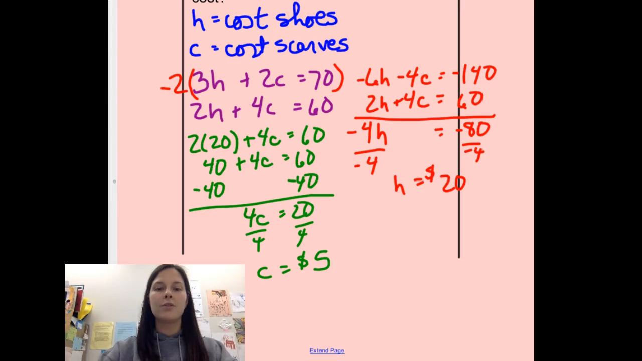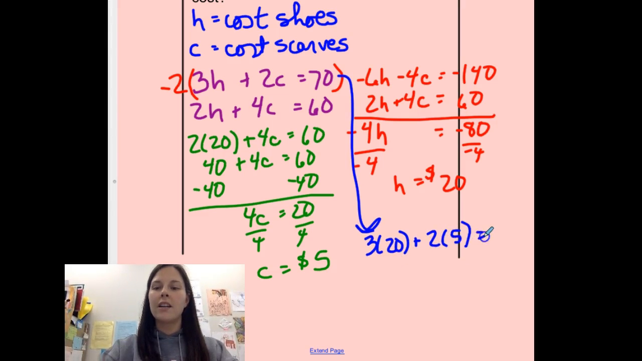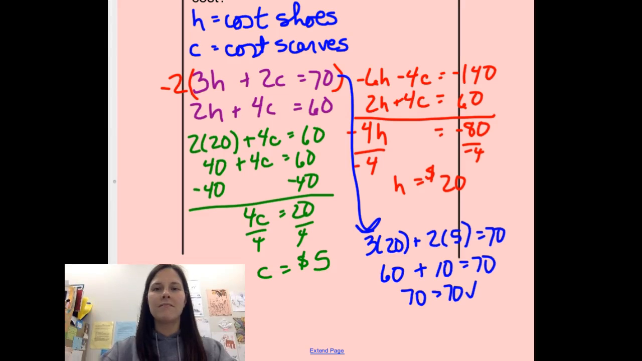And checking my solution in the equation that I did not use to determine the cost of the scarf, I'm going to replace h with 20. I'm going to replace c with 5 and check to see that this totals $70. 3 times 20 is 60, 2 times 5 is 10, and 60 plus 10 is 70, so my solution checks out.